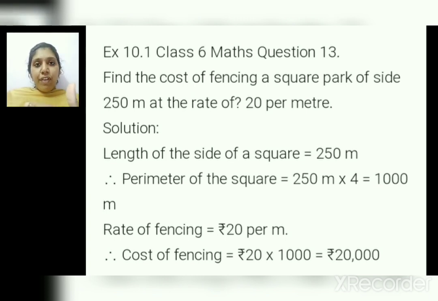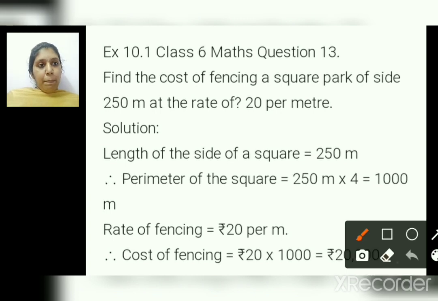So how can we find the perimeter of a square? The perimeter of a square is equal to 4 into side, 4 into a. The side is given as 250. So 4 into 250 will be equal to 1000 meter. When you multiply 250 and 4, you get 1000.